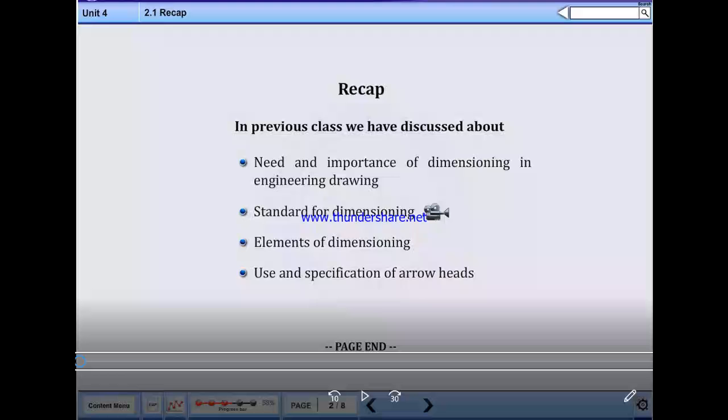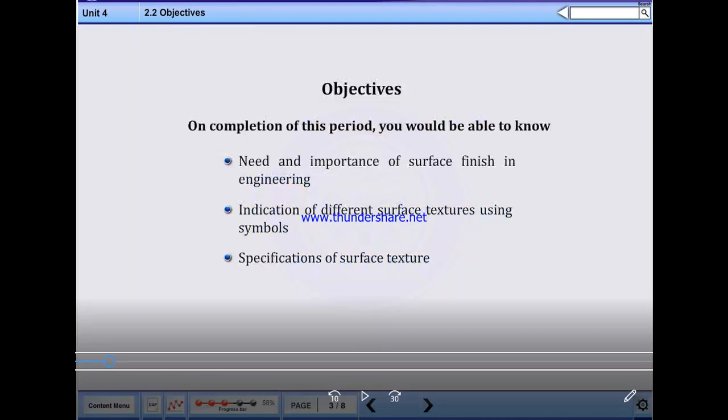Now with this, we have already learned the need and importance of dimensioning in engineering drawing, standard for dimensioning, elements of dimensioning, use and specifications of arrowheads. So with this background, we now move a little bit to the surface finish chapter with these objectives.